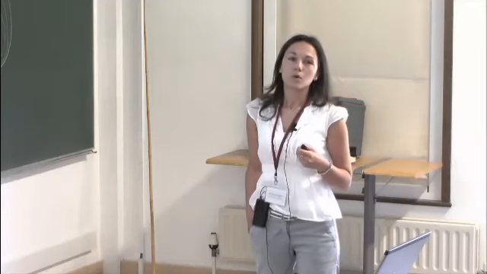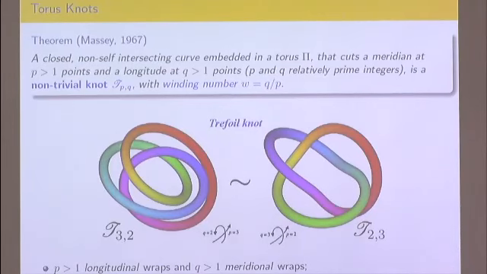So a torus knot will be identified by two numbers, p and q, and the ratio between these two numbers gives us the winding number. We will denote from now on by W the ratio between the number of longitudinal wraps and the number of meridional wraps.